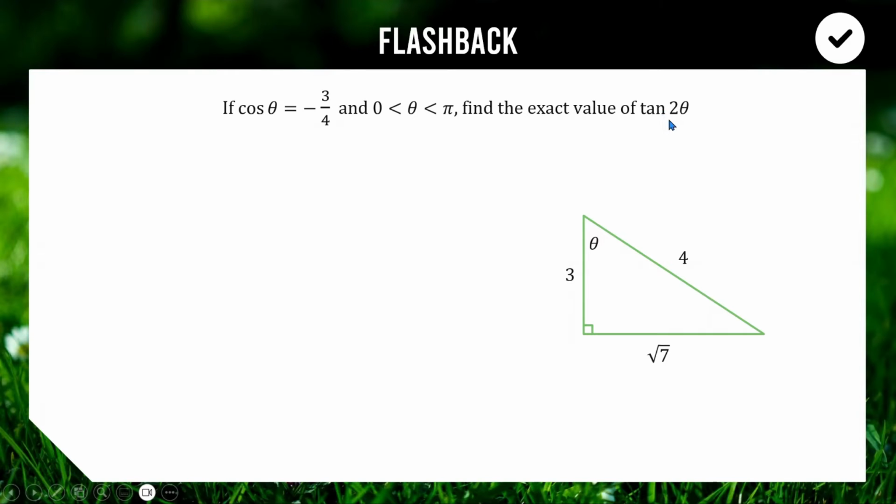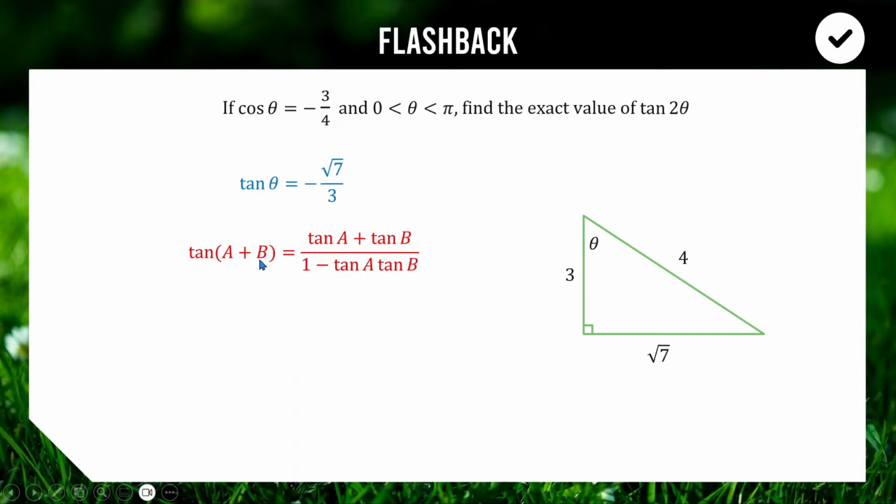To figure out tan 2 theta, we're first going to note down that tan theta is opposite over adjacent, so root 7 over 3. But because we are in quadrant 2, as we figured out, we're going to have a negative value for tan theta. Now, to work towards tan 2 theta, we need to use this identity from our reference sheet, which is the sum angle for tan.